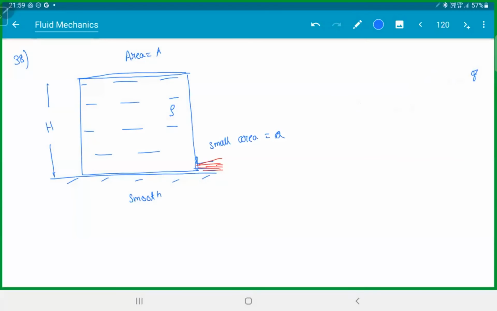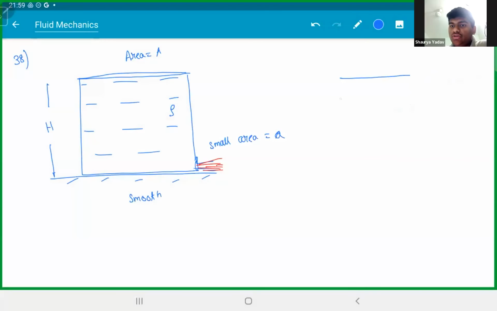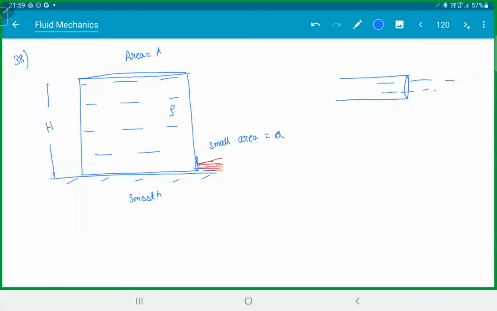Do you guys remember this water jet formula? Yes, sir. So if your water jet is going this way with speed v and small area a, it will generate a force backward of rho a v square. So it means this whole container is pushed back by rho a v square, and this gives the acceleration. It was just one step in the question.